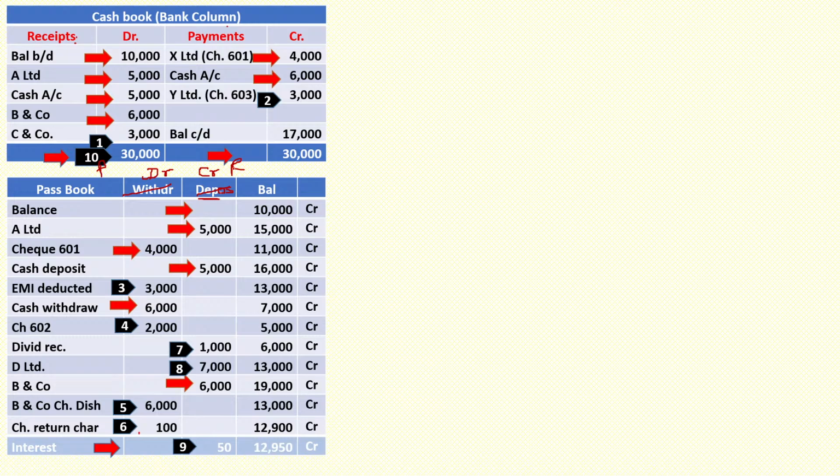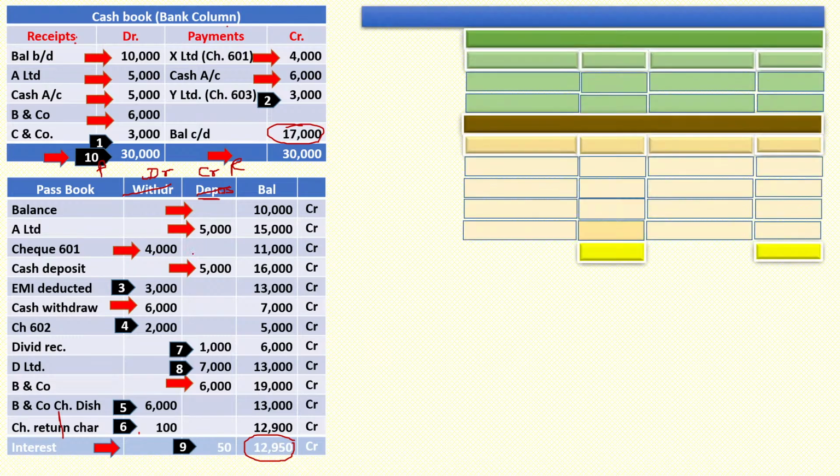Because of this, the balance as per the cash book is 17,000 rupees, and the balance as per the passbook is 12,950. Not matching. The reason for the non-matching is just these 10 items. Next step, I am going to give a notes form. I am going to give a working note showing the things not recorded, for the bank reconciliation statement.